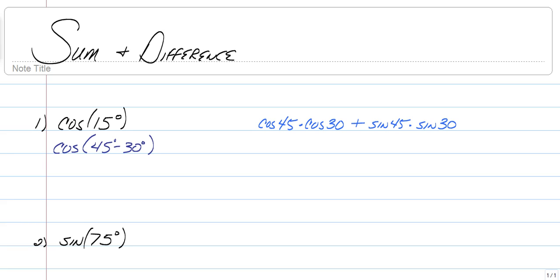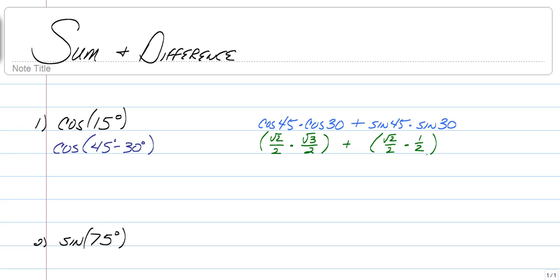So what is the cosine of 45? The answer to that is the square root of 2 over 2, times, what is the cosine of 30? The answer to that is the square root of 3 over 2, plus, now of course, since that's multiplication, we're going to simplify that together. What is the sine of 45? The sine of 45 is also the square root of 2 over 2, times, what is the sine of 30? The sine of 30 is 1/2.